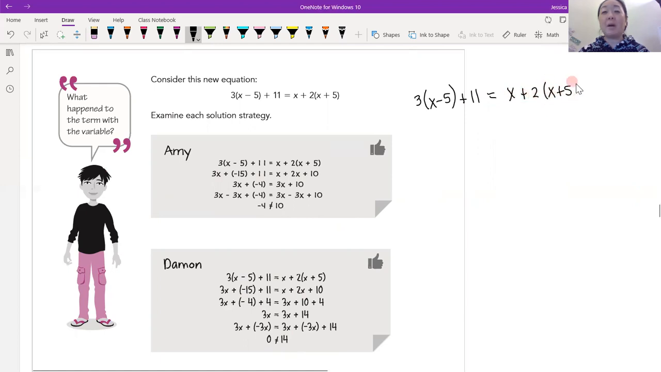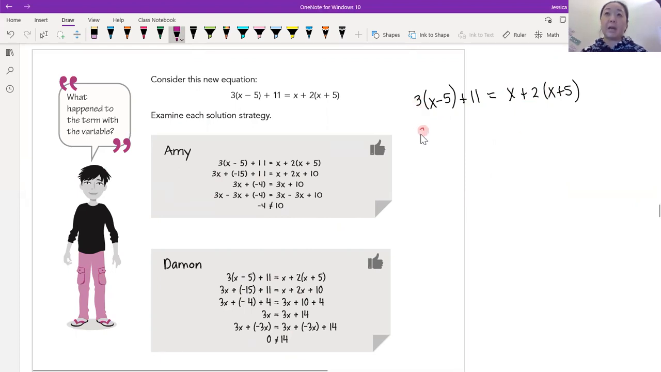Again, try this out by yourself. Pause, and then try it yourself. Then unpause and see if you got the same answer. So the first thing I like to do, again, is distribute. We're going to get rid of all the parentheses. We're going to distribute all that.